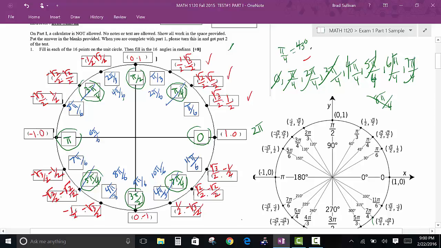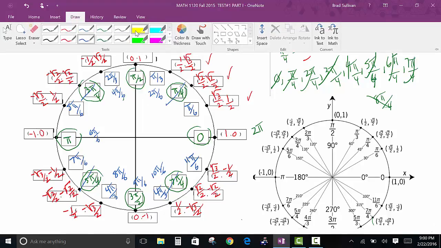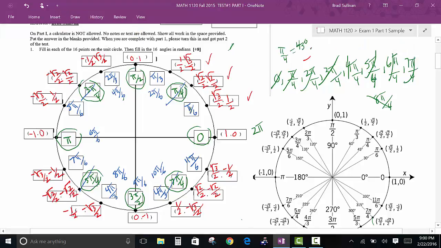Okay, so that's one way to do that. It's just counting those things out. There are other patterns you can see on this too. One thing you might want to pay attention to, which is also kind of cool, is notice these angles right here go pi over 3, 2 pi over 3, 4 pi over 3, and then this one is 5 pi over 3. Then the 6's, you go 1 pi over 6, 5 pi over 6, 7, 11. So whatever patterns you see is fine, but you want to be able to come up with that unit circle.